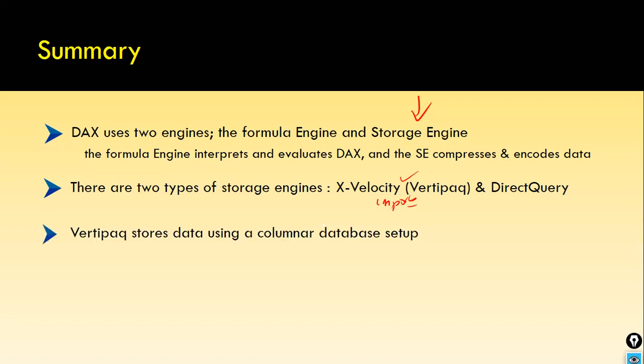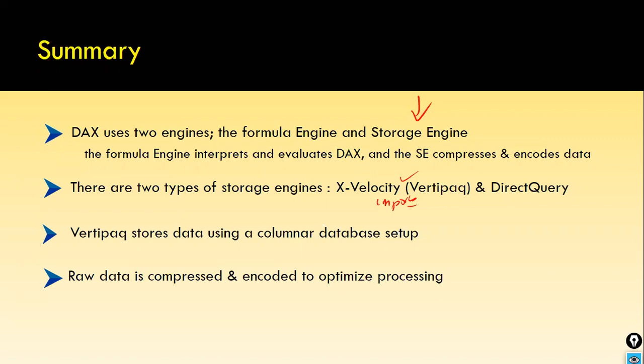Okay, and VertiPaq stores data using a columnar database setup. That is what I explained to you. The data is stored in individual columns so that it can be accessed quickly. But queries that call multiple columns may require complex logic to produce a data cache. And raw data is compressed and encoded to optimize processing. So we have seen how the compression works, with different types of encoding.